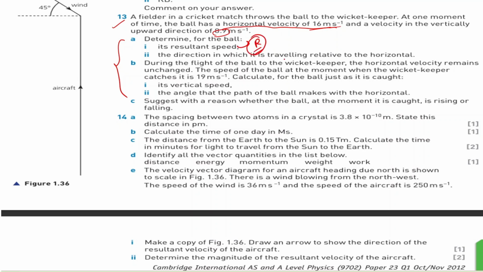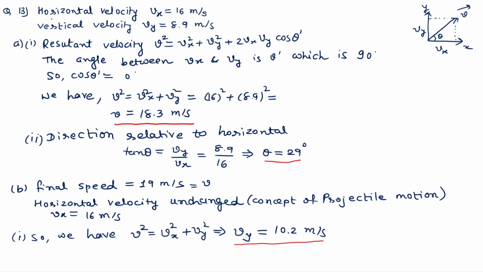Okay, so the horizontal velocity Vx they give us is 60 meters per second. The vertical velocity Vy is 8.9 meters per second. Now first, we have to define the coordinate system, the x direction and the y direction. We draw a vector v, the velocity vector of the ball. It makes some angle theta with the x-axis, and the length in the x direction is called Vx and in the y direction we have Vy.